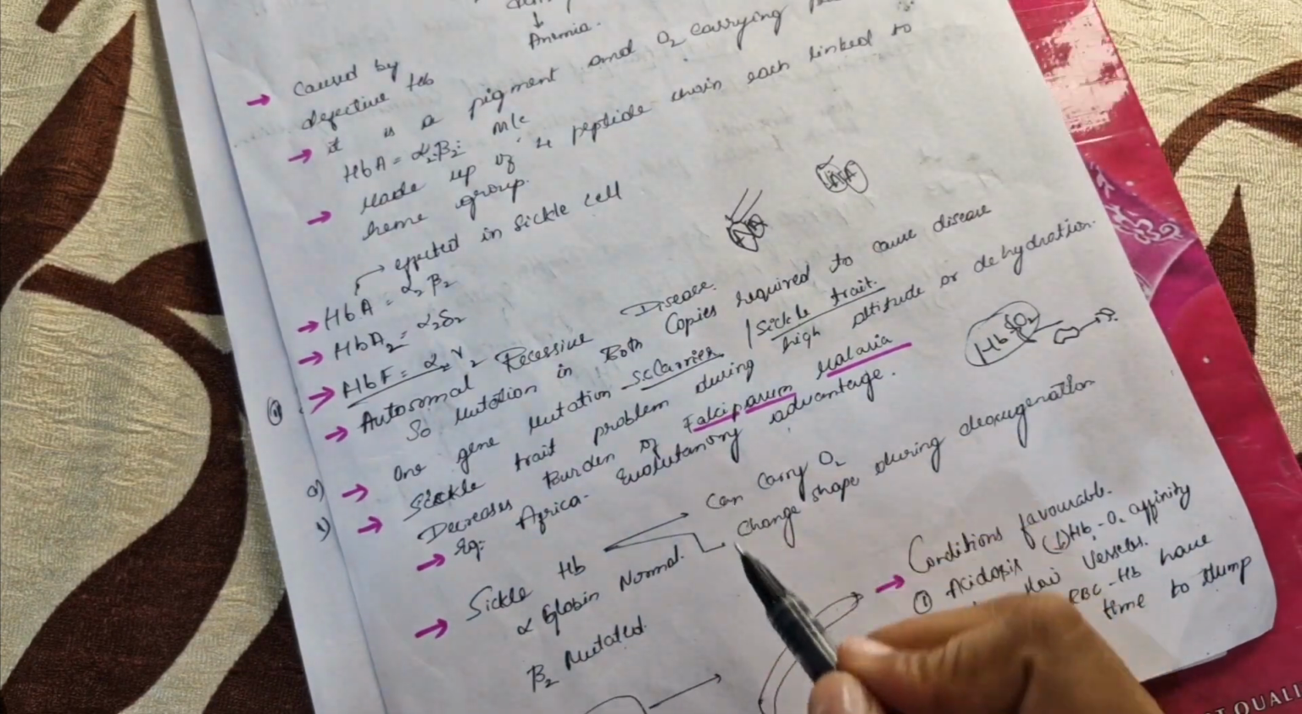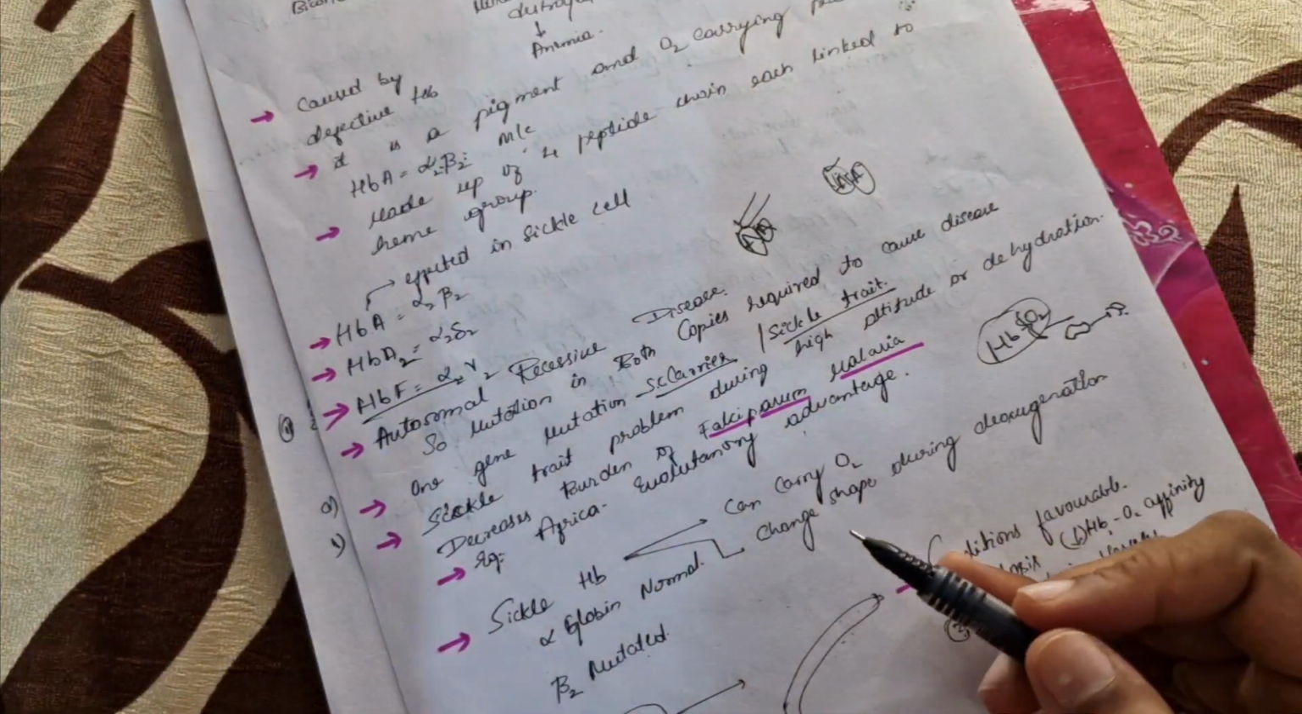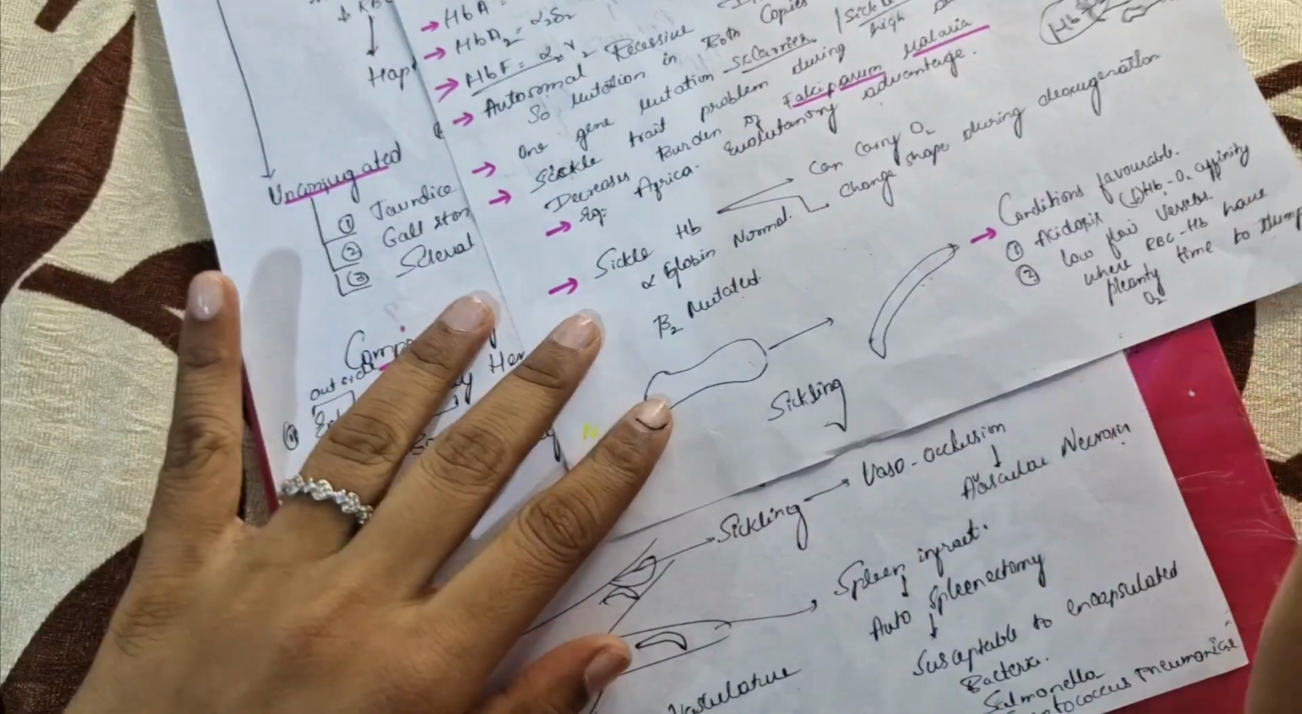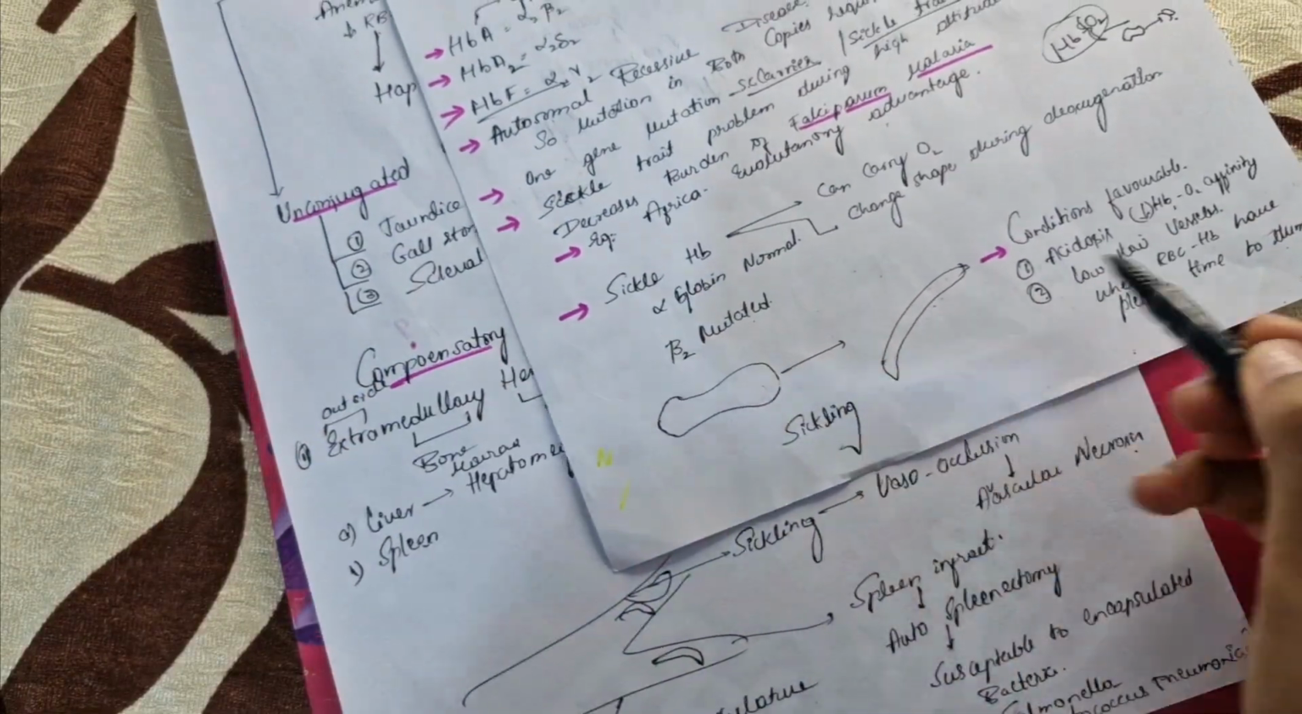Sickle hemoglobin: normal alpha globin chain will be there, but there will be a mutated beta globin chain.